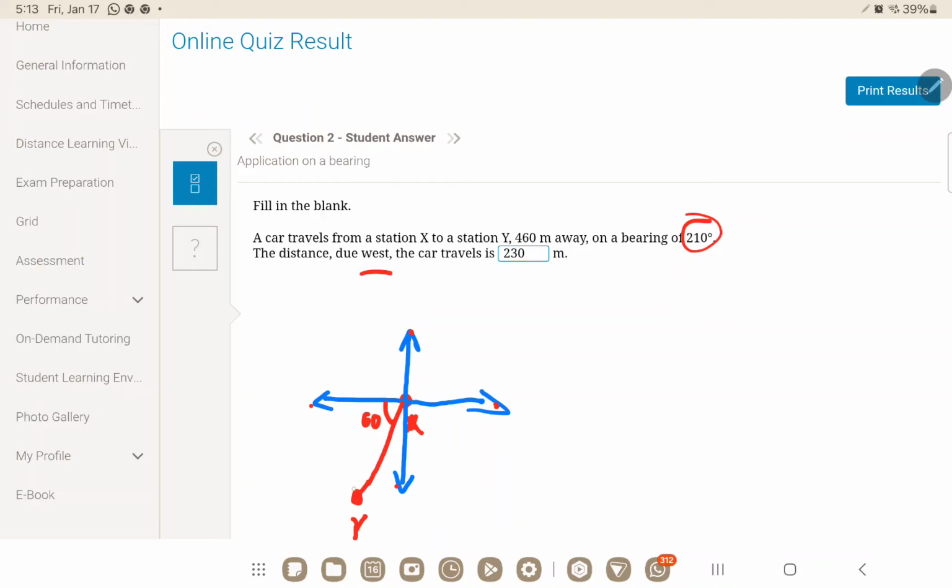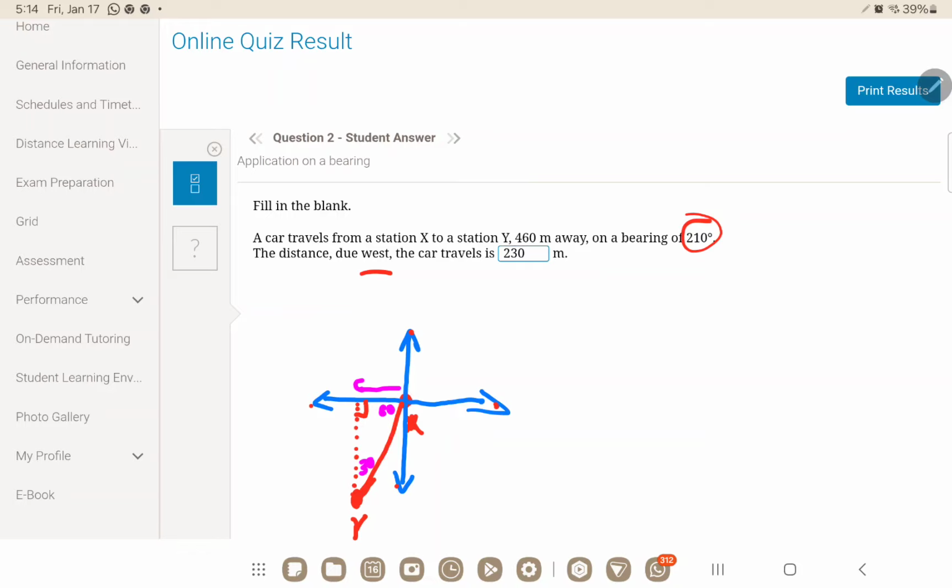they want the distance due west that the car travels. So what you need to do here is draw a perpendicular line from this to due west. So here, this angle is 60, and since this is always going to be perpendicular, this is 90. So this is 60 and this is 90, then this is 30. You have a semi-equilateral triangle. Let me draw my angles with a different color because they're not really showing. 60, 30. Now, they want the distance that the car travels west from their starting point, which is station X.